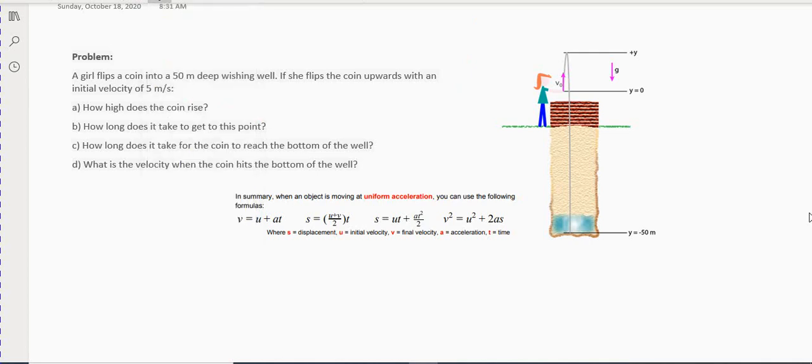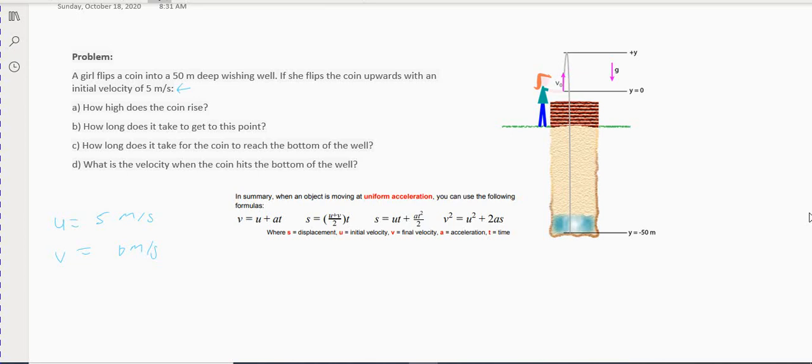So if we look back at the question, we know the initial velocity, which is 5 meters per second. So we can say u is equal to 5 meters per second. Then we basically know the final velocity, which is going to be 0 meters per second, because whenever it reaches the maximum height, as I said, it's going to stop and then fall back to the ground.